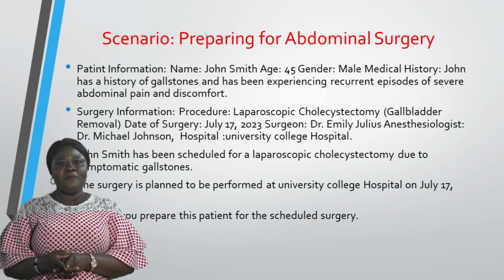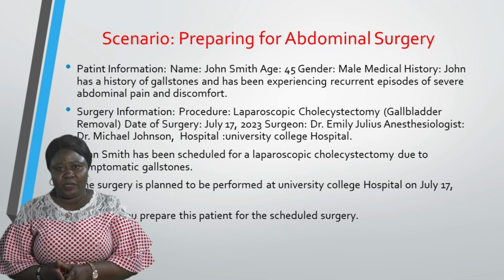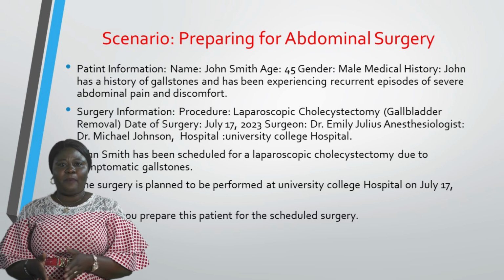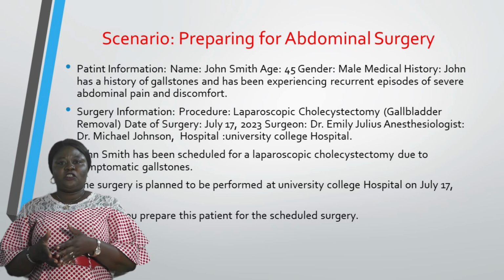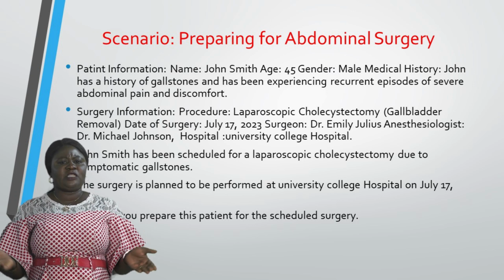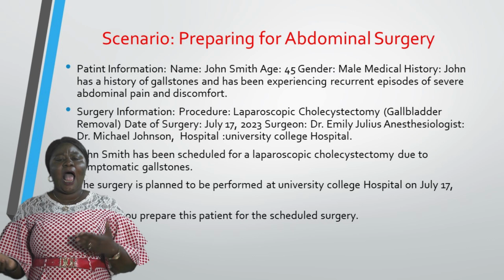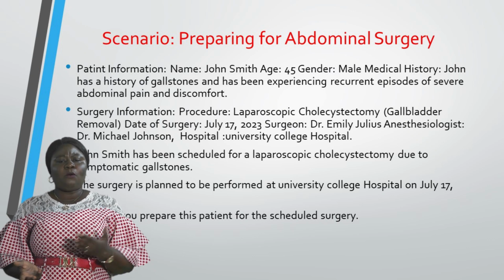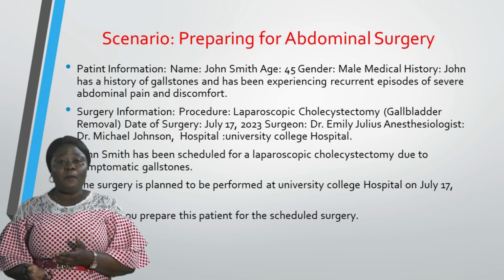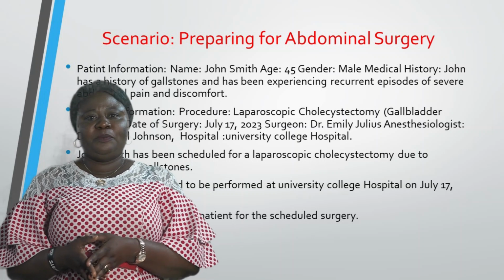So John Smith has been scheduled for a laparoscopic cholecystectomy due to symptomatic gallstones. The surgery is planned to be performed at University College Hospital, as I've said, on July 17, 2023. How will you prepare this patient for the scheduled surgery? State your roles as a circulating nurse, a nurse anesthetist, a scrub nurse. So you have to state your role before, during, and after the procedure.